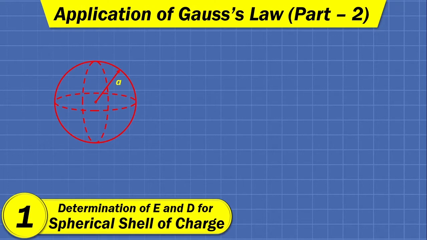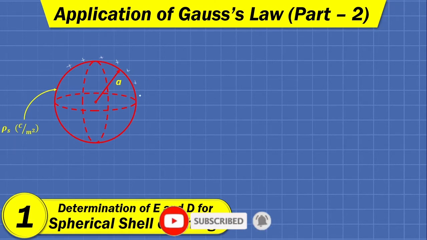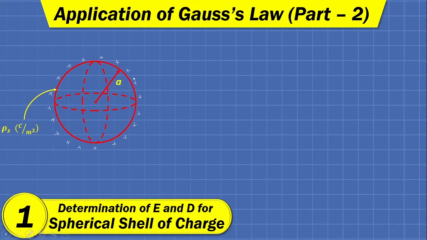Firstly, we are going to consider a spherical shell of charge. As you can see, I have taken a spherical shell with radius a and it has some surface charge density rho s coulomb per meter square. So we can say that charges, either positive or negative, are distributed uniformly over the surface of this sphere. This is our case, in which we have a spherical shell which is hollow from inside, and the radius of this sphere is a and the charges are uniformly distributed.